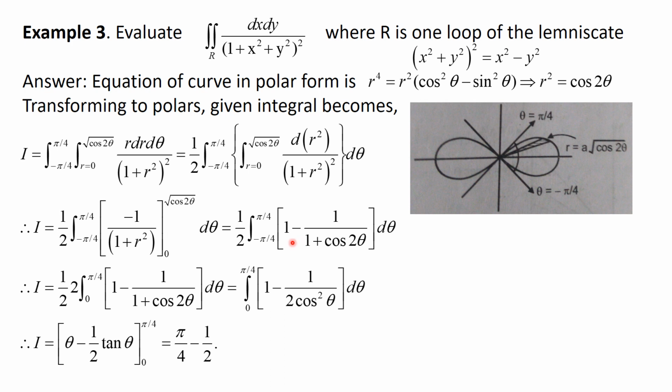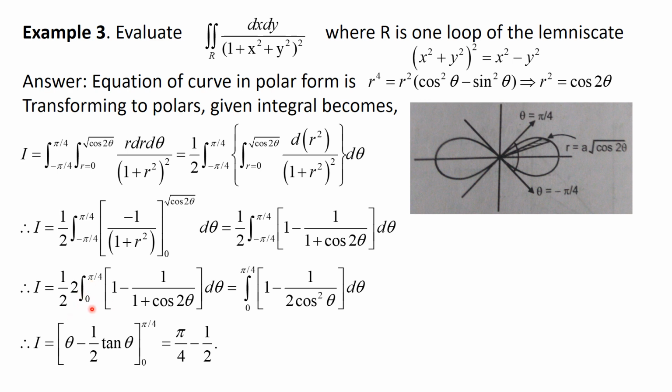The upper limit substitution gives root of cos 2θ with a minus sign, and the lower limit substitution gives the value 1. Hence the term is 1 − 1/(1 + cos 2θ). Integrate this function with respect to θ. The integral from −a to a of f(x) is 2 times the integral from 0 to a if the function is even, and cos θ is an even function. So the integral from −π/4 to π/4 becomes 2 times the integral from 0 to π/4.